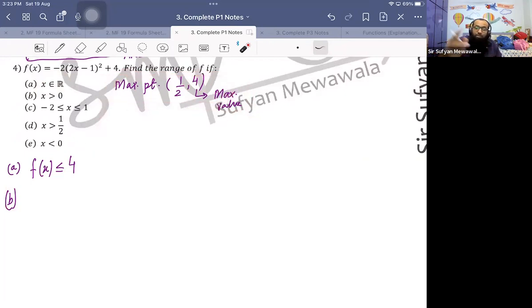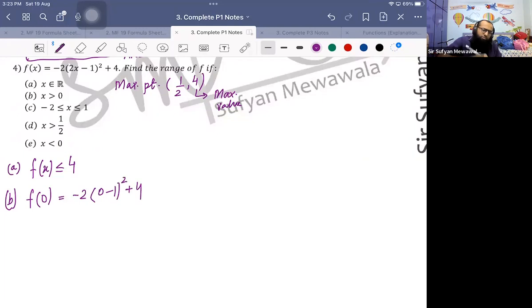For the second step, we have to substitute the endpoints of domain. So endpoint is 0 over here. So let's substitute 0 inside the function. So when we have substituted 0, 0 डालने पर क्या आंसर आ रहा है? -2 times (0 minus 1) whole square plus 4. Now just check out. Minus 1 whole square is 1. 1 times minus 2 plus 4 is 2. We have got 2.